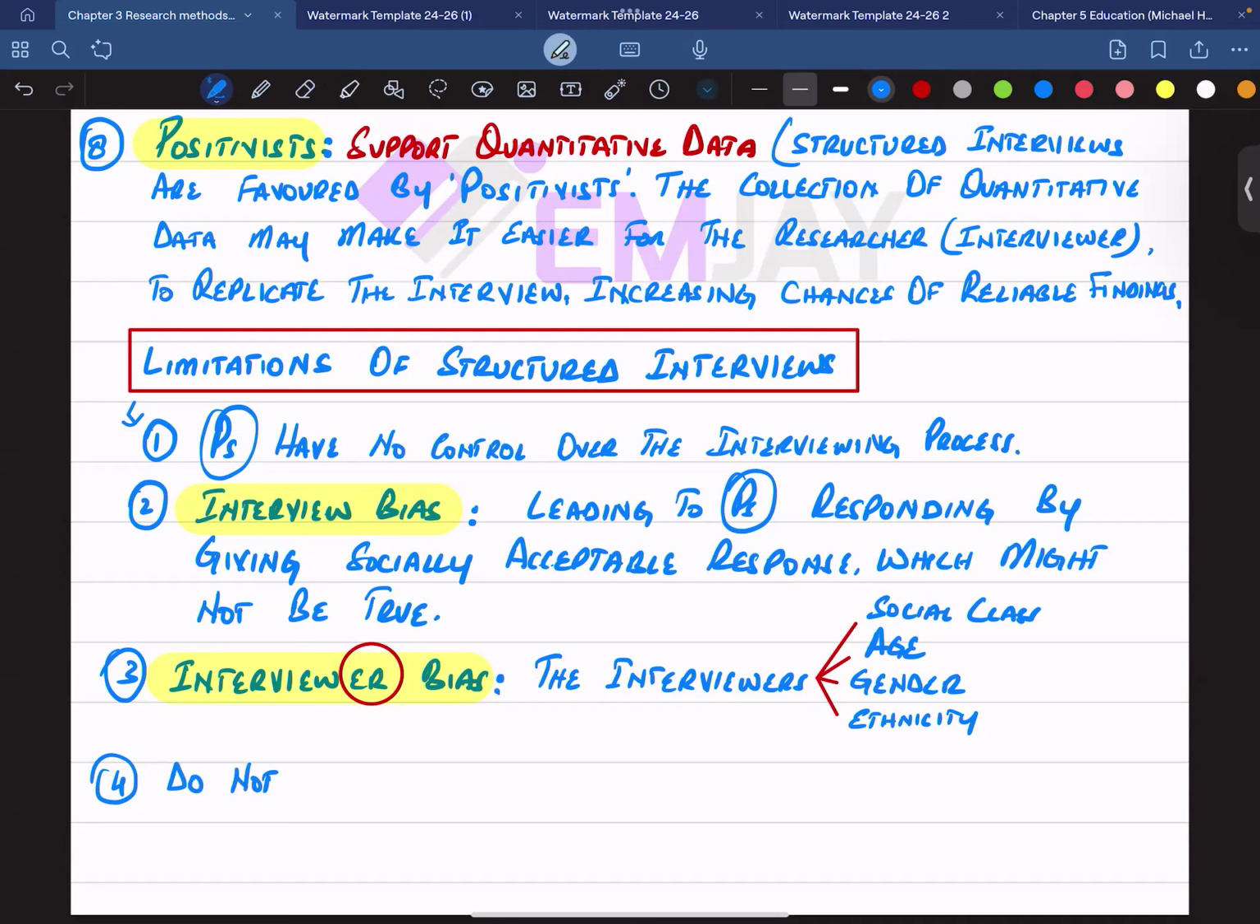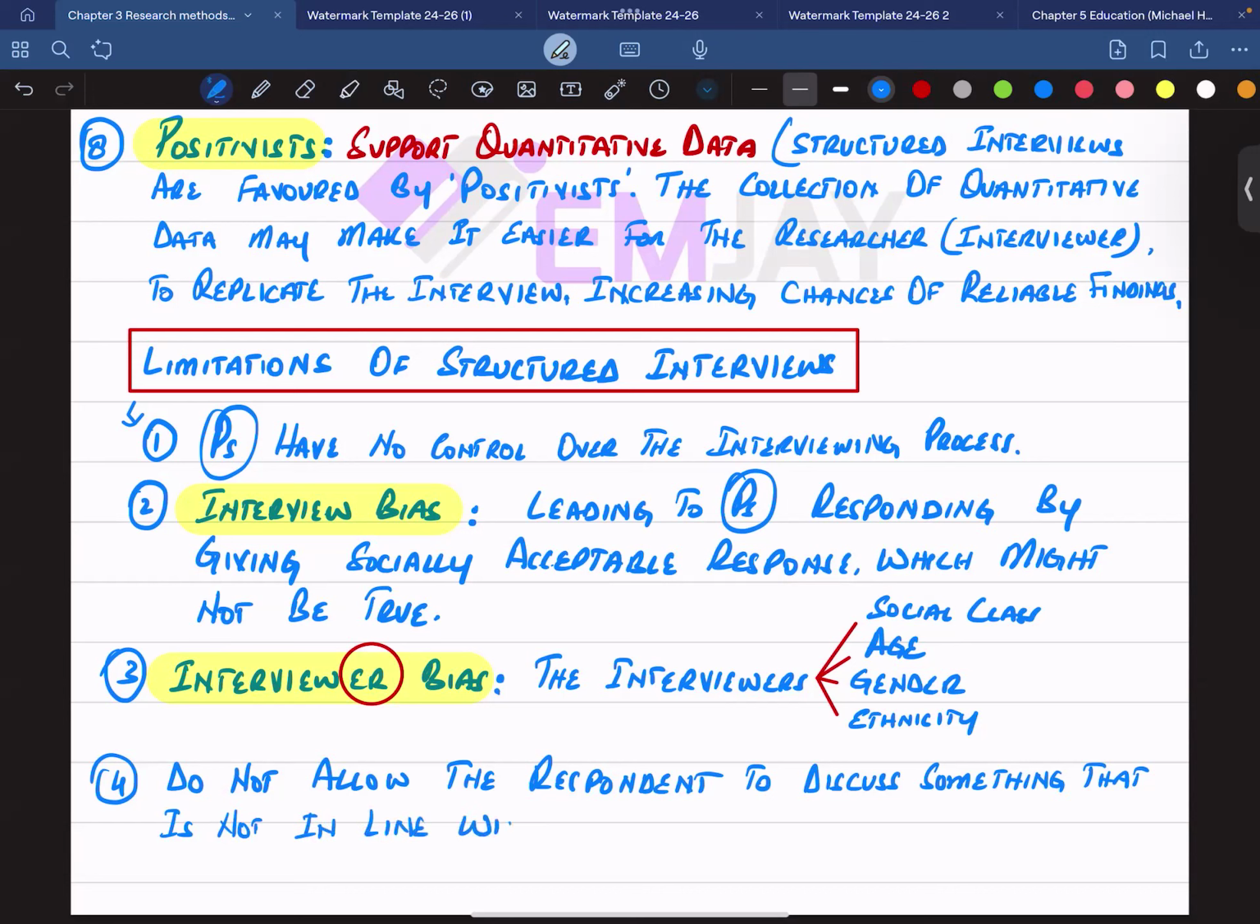Number four, the fourth disadvantage that we could discuss over here could be how these structured interviews do not allow, I mean, this I believe would again be an overlap to this, do not allow the respondent to discuss something that is not in line with the preset questions.